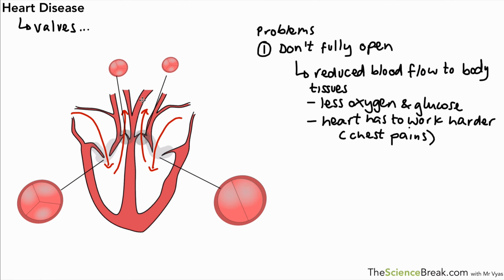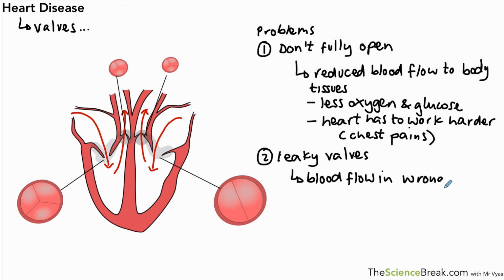The second problem that we could have is that the valves are leaky. In other words, they're leaking. They don't close properly, and that stops the blood from flowing completely in one direction. Some of it will flow backwards, and that means we won't get the maximum flow to the respiring tissues. And that will lead similarly to a problem we had before. We get less oxygen and glucose to the respiring tissues, and the heart has to work harder, and again that can lead to chest pains.